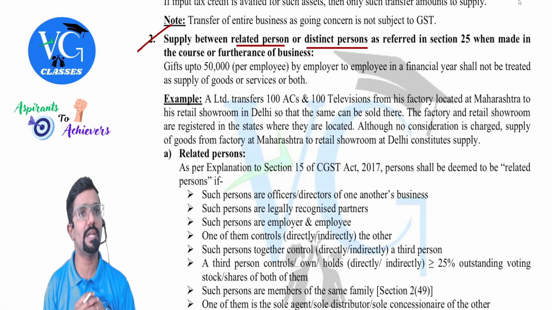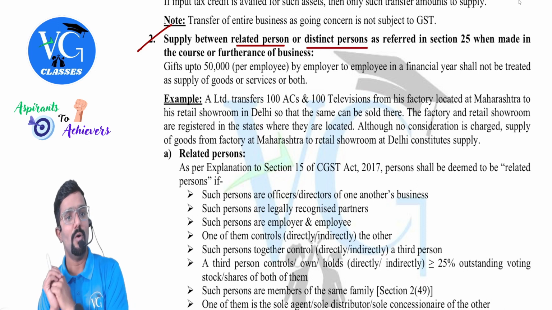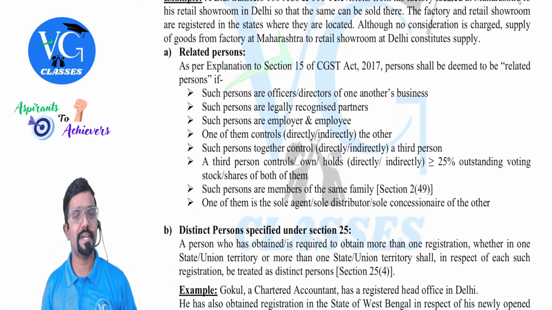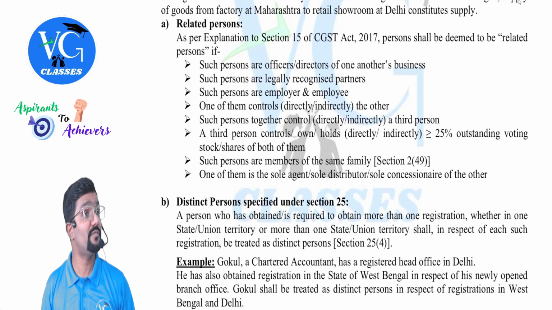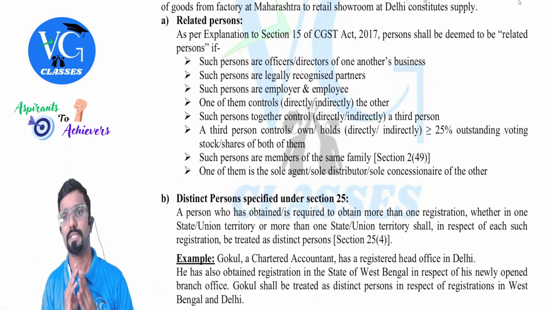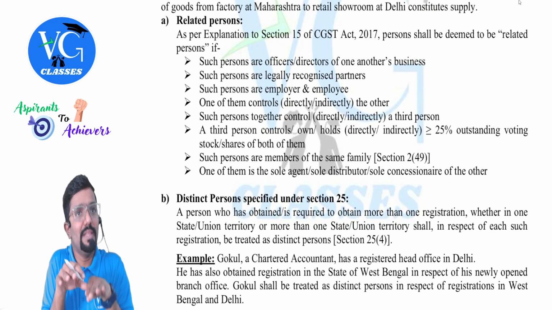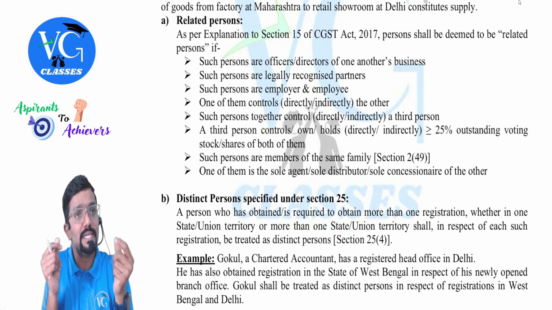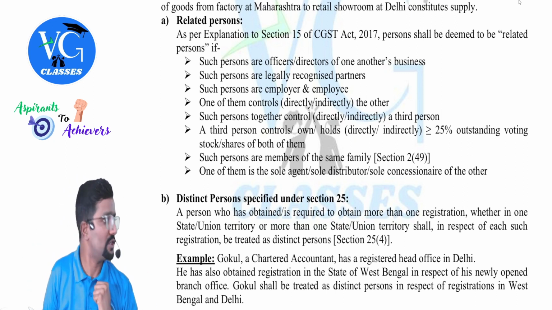Sir, they have not given consideration. Obviously, there is no consideration. Now, let us see it, guys. Who is related, who is distinct? Both we need to understand. They are actually different. Related is different, distinct is different. But between them, if there is any supply, is it a supply? Yes, even without consideration. Clear?